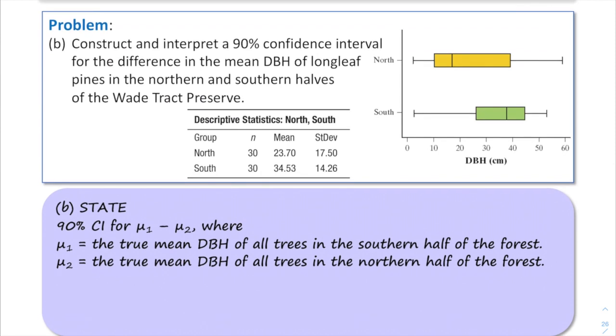Okay, now actually construct and interpret a 90% confidence interval for the difference. So, 90% confidence interval for the difference. Define what mu1 and mu2 are.